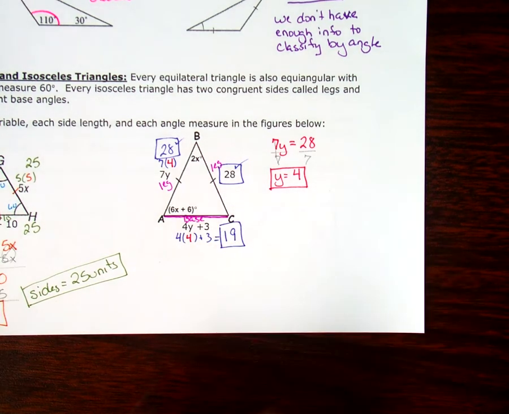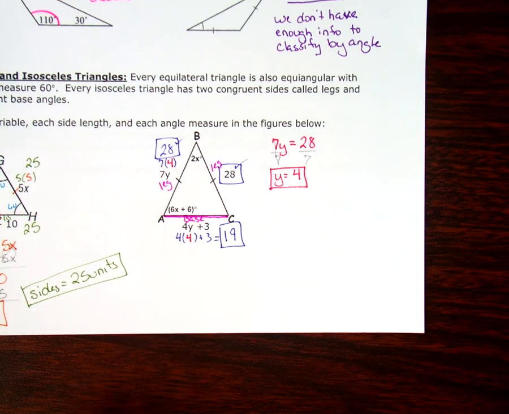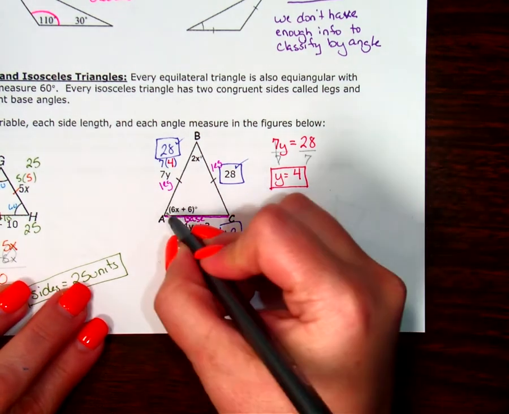And I know that these two base angles, A and C, are going to be equal to each other. But I can't do 6x plus 6 equals 6x plus 6, because everything will cancel out when I try to solve, and I'll end up with 0 equals 0. And that's not okay because that's an infinite answer. So I have to do something else.